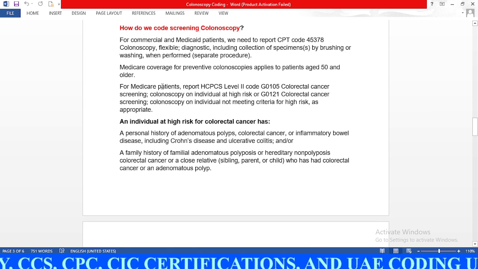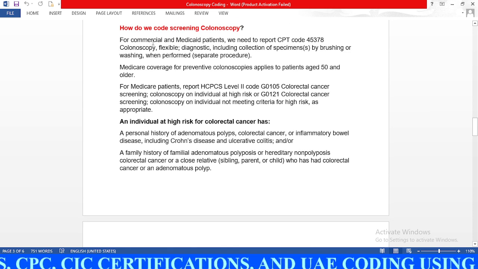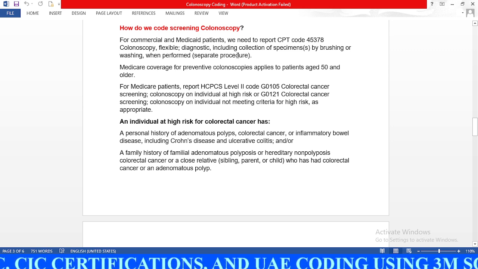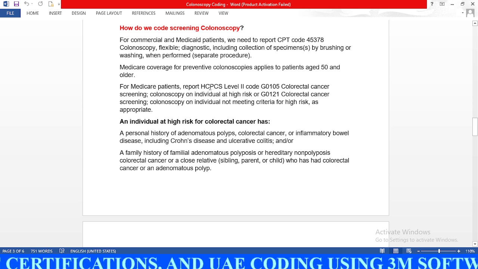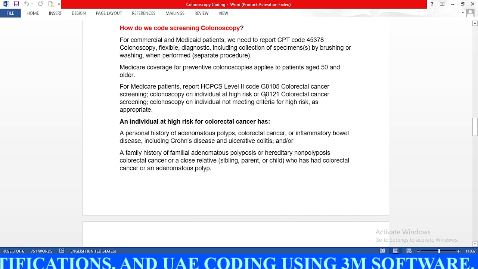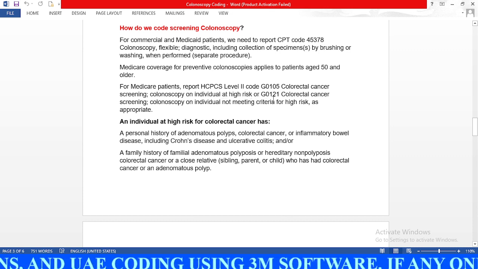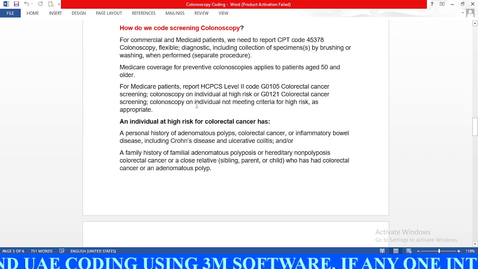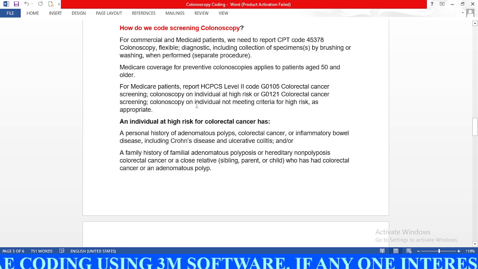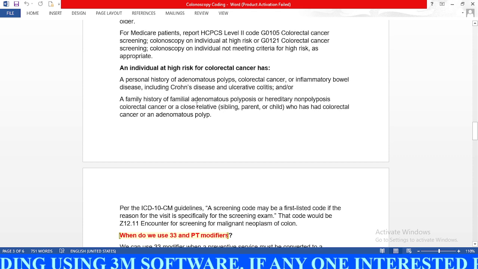So in order to code screening colonoscopy for commercial and Medicaid patients, we will use 45378. For Medicare patients, we need to use G0105 for high risk individuals, and G0121 for individuals not meeting the criteria of high risk. So how do we define the high risk?